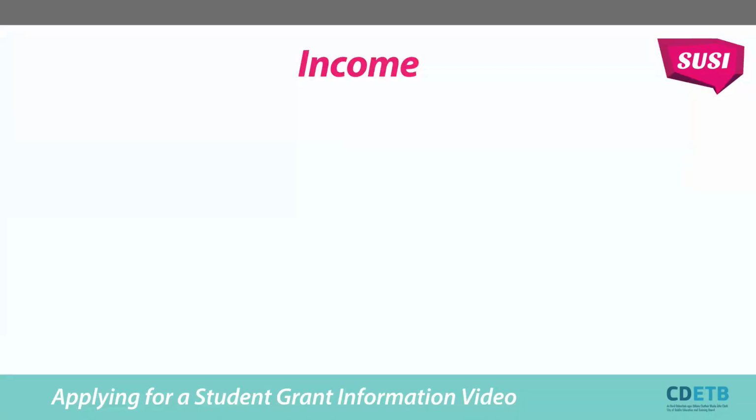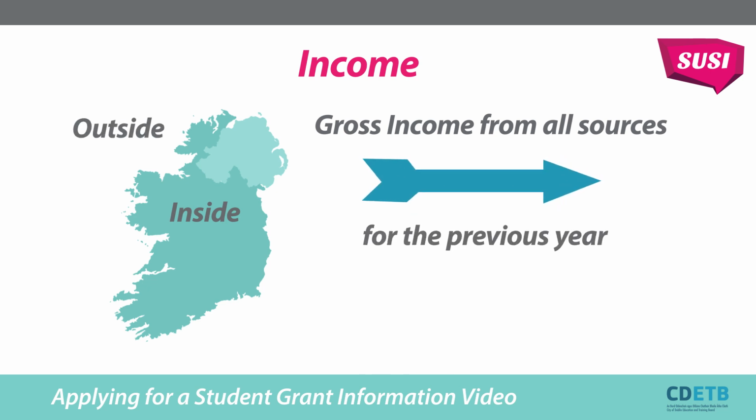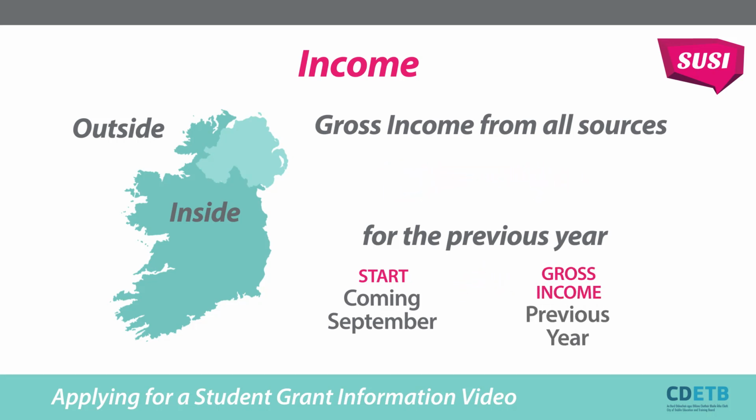For each academic year, your application will be assessed based on the gross income from all sources, inside and outside the state, for the previous year, 1st of January to 31st of December, to the current year. Or, to put it more clearly, if you're going to college this coming September, then it will be the gross income from all of the last year under which your application will be assessed.